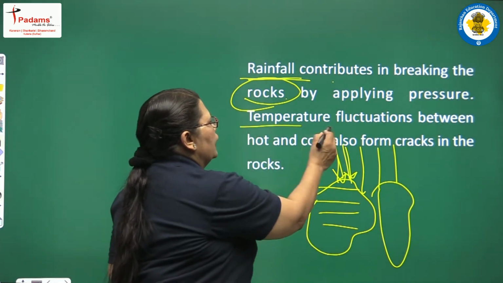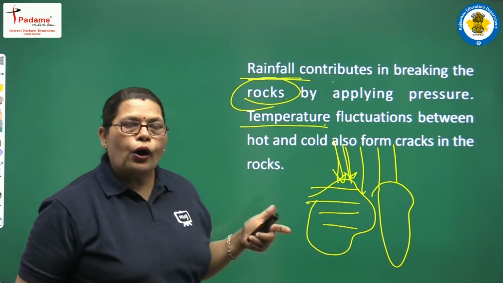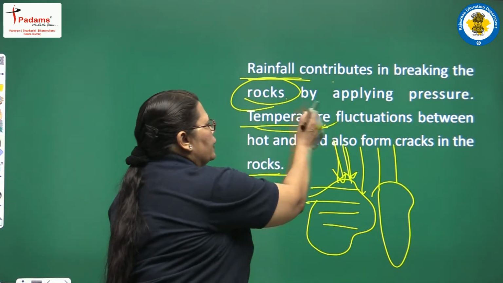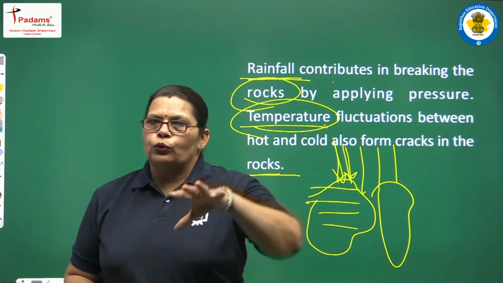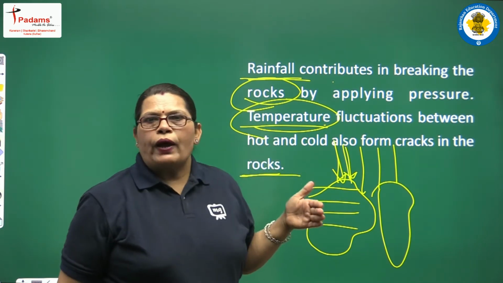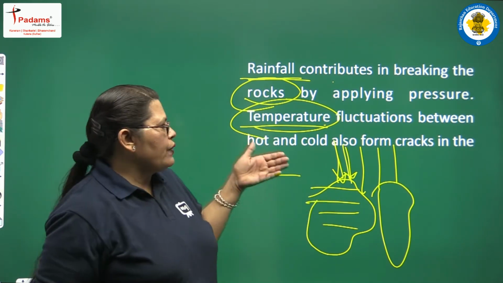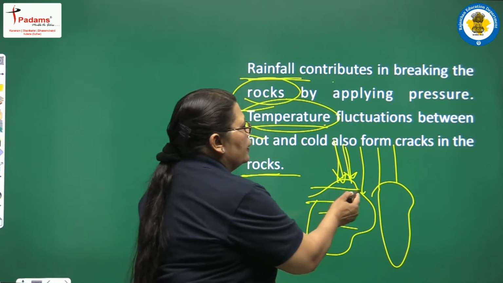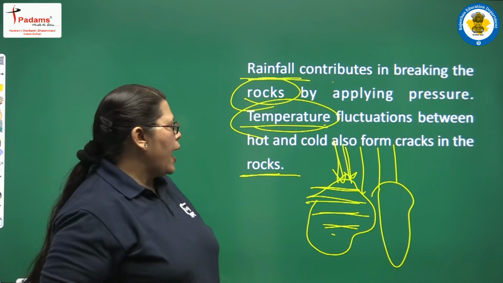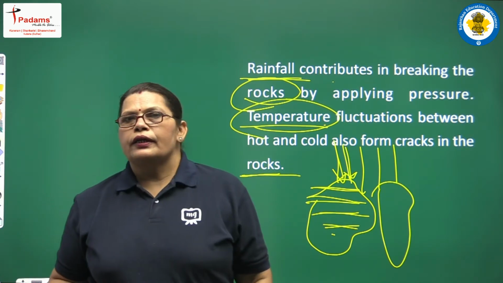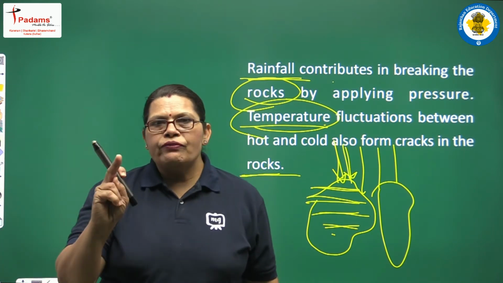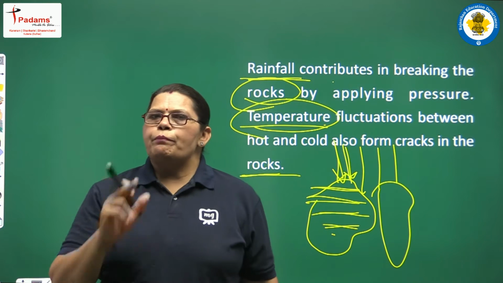So, temperature fluctuations between hot and cold also form cracks in the rocks. When we see that there are different types of temperature, there is fluctuation in temperature. Sometimes temperature is very hot, sometimes it becomes very cold, and in that condition what happens in the rocks, some cracks are there in the formation. Cracks are necessary. So, soil formation needs heavy rainfall as well as temperature.